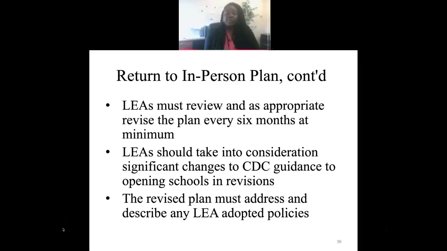Some other requirements with respect to the in-person plan: school districts must review and, as appropriate, revise the plan at least every 6 months. In updating and revising the plan, school districts should take into consideration significant changes to CDC guidance with opening schools in its revisions. The revised plan must address and describe any LEA adopted policies. So if the CDC changes some guidance and the district develops and implements a policy, that must be described in this revised and updated return to in-person plan.